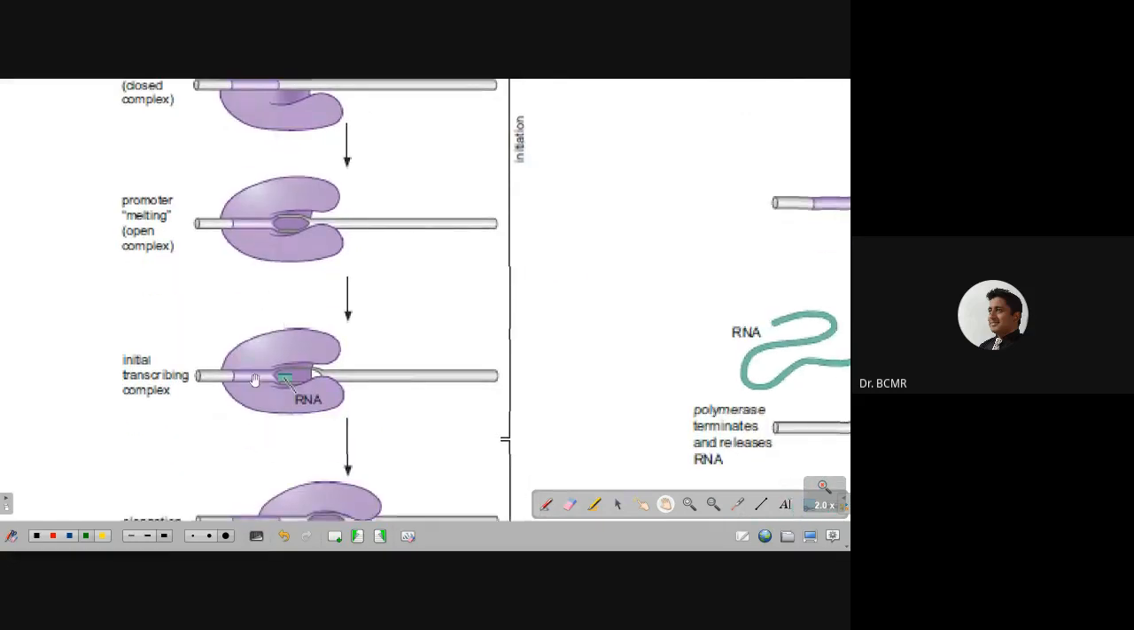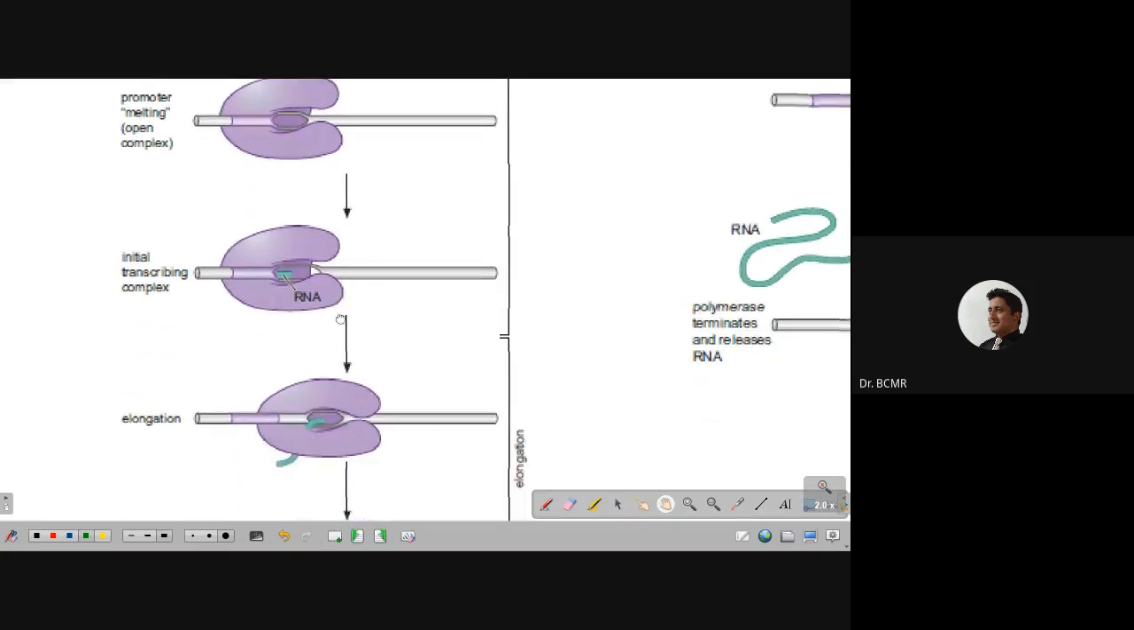Then certain regions of RNA polymerase will try to move like this, and it will produce small stretches of RNA. We will discuss this. I hope you have seen the videos. If not, have a look at them today, and then you will understand it better.